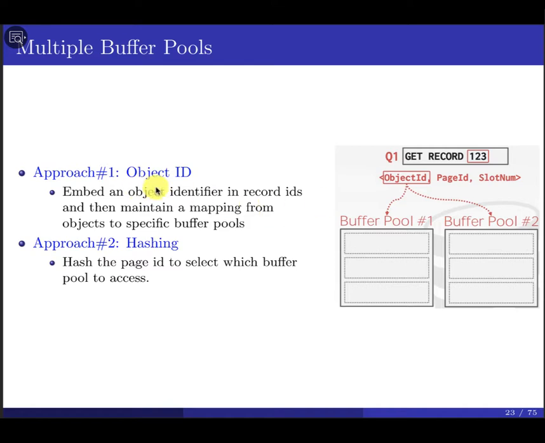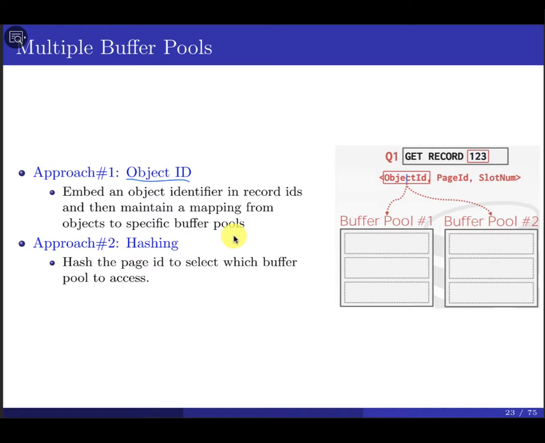So there are two approaches to do that. The first uses the object ID, and the second uses hashing. Again, we try to find ways to map whatever desired page is fetched from the disk into the buffer pool to a specific buffer pool. So what's the object ID? It looks something like this. Some databases have this, not every one. For Postgres, we don't have this one. For Oracle, we do.